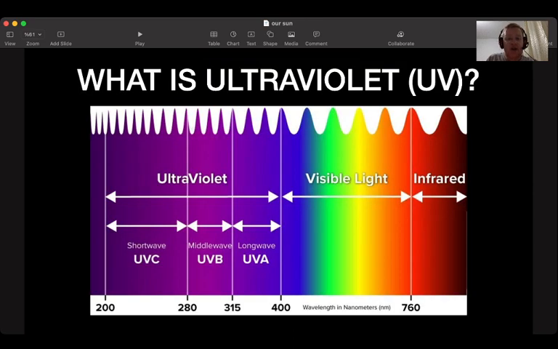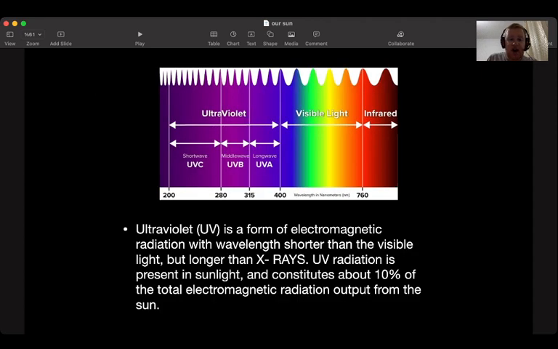So what is ultraviolet? As you can see on a scale, not very far from the visible light. The ultraviolet is a form of electromagnetic radiation with wavelengths shorter than the visible light, but stronger than X-rays. So a lot stronger than X-rays, guys. UV radiation is present in the sunlight and constitutes about 10% of the total electromagnetic radiation output from the sun.